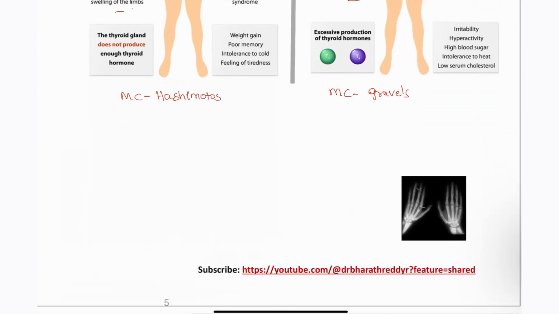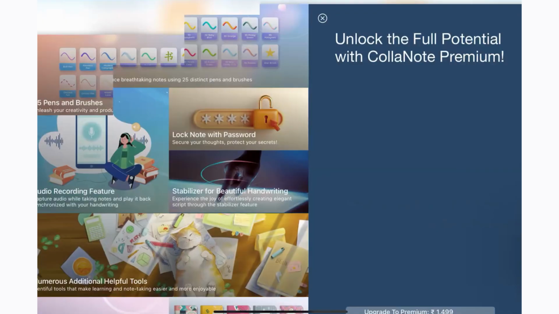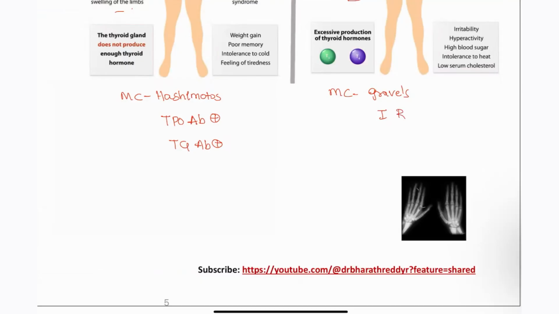What are the antibodies that are associated with Hashimoto's? TPO, thyroid peroxidase antibodies, are going to be positive, or thyroglobulin antibodies are positive. When it comes to Graves' disease, most commonly, TSH receptor antibodies are going to be positive.